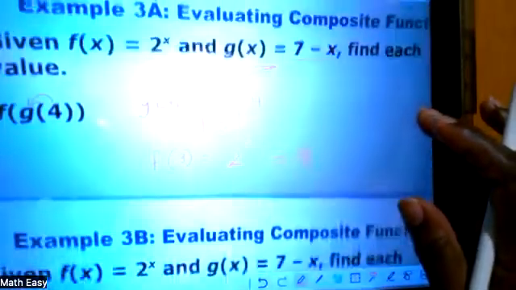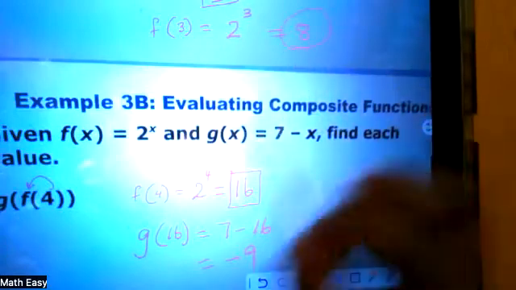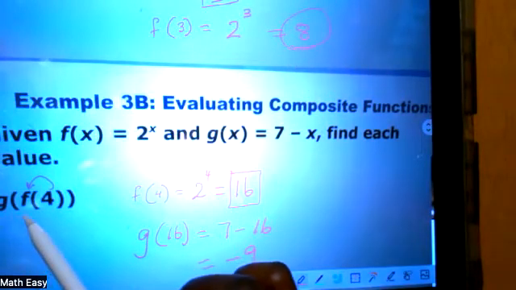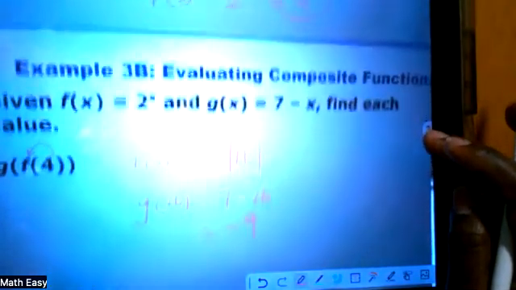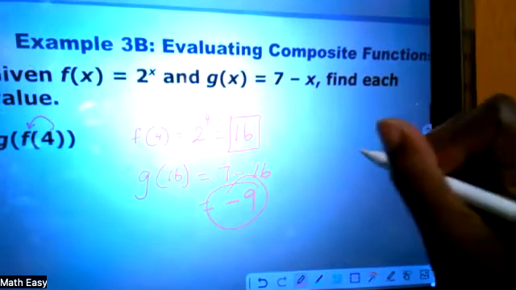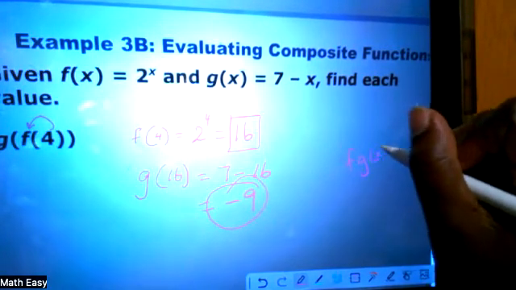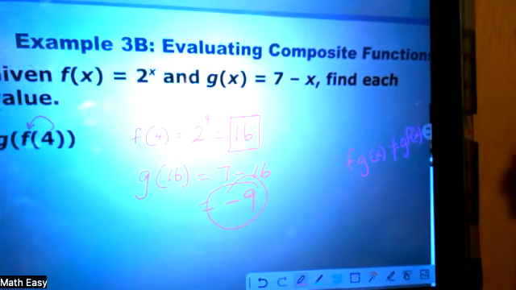One point I would like to make is that if you look at your answer for fg of 4, which we got as 8, and you look at the answer for gf of 4, with the same two functions, however we switch the position, you notice that we get different answers. So fg of a number is not equal to gf of that number, even if we're using the same functions. That's something to note on the composite function.